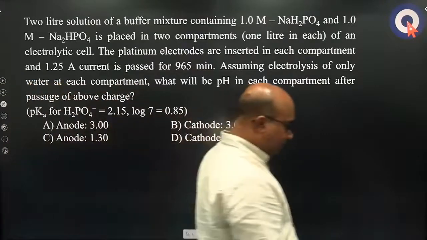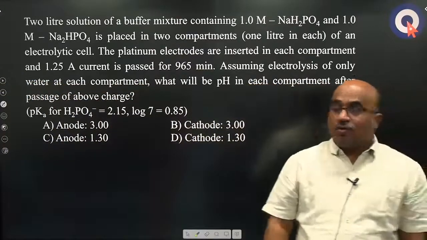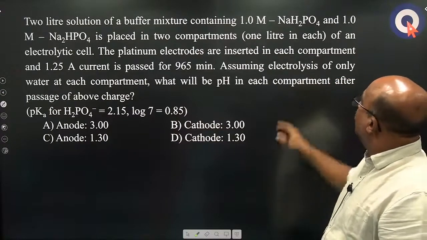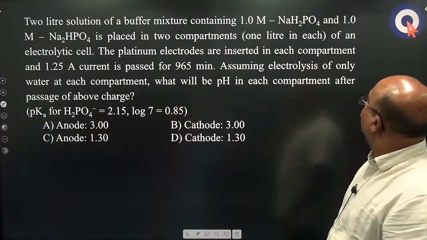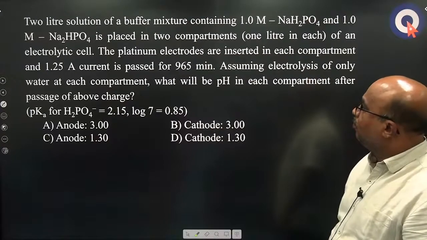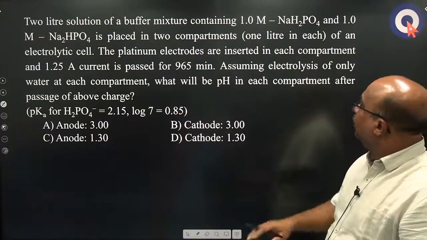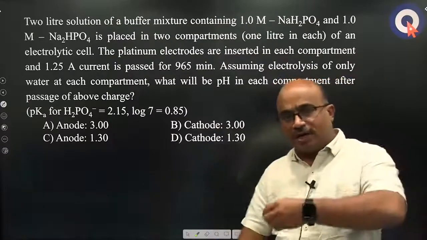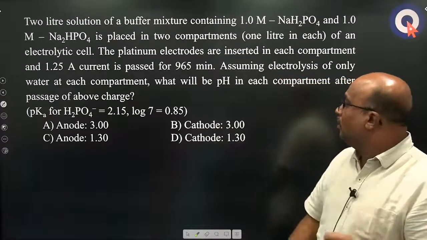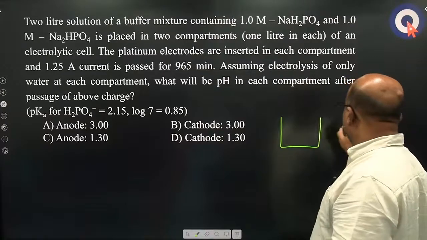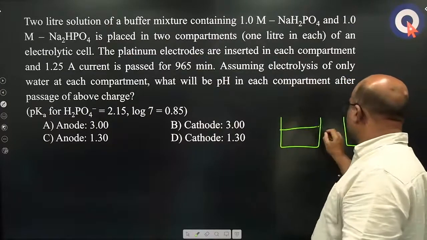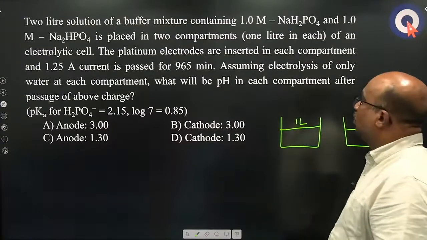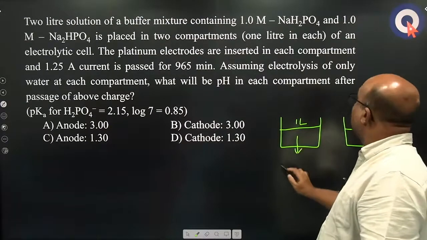Coming to this, 2 solutions or buffer solutions. One is 1m NaH2PO4 and 1m Na2HPO4 taken in 2 different compartments, 1 liter each. So 1 liter in one compartment, 1 liter in another compartment. So we have 2 compartments taken. 1 liter is kept in this, 1 liter is kept in this. What are these buffers already giving us?